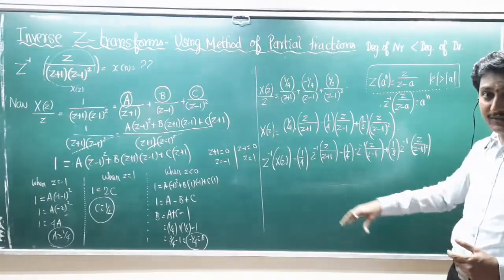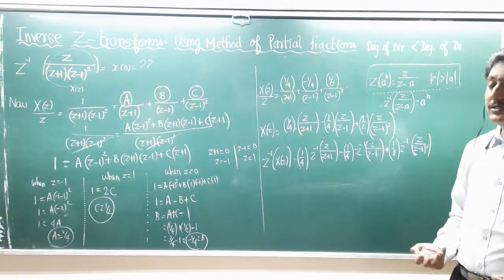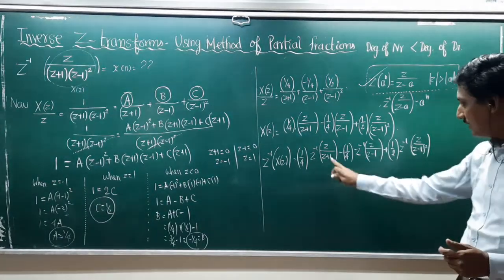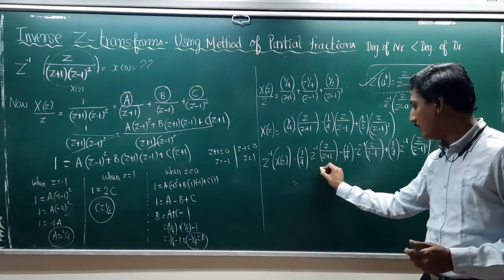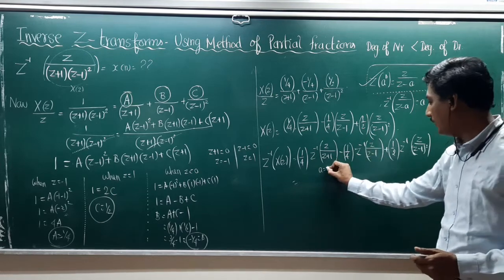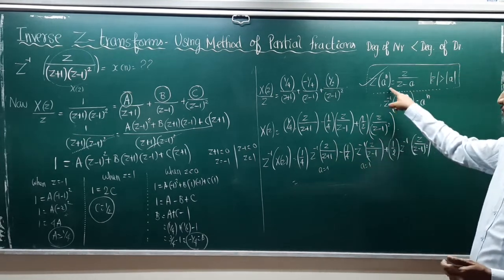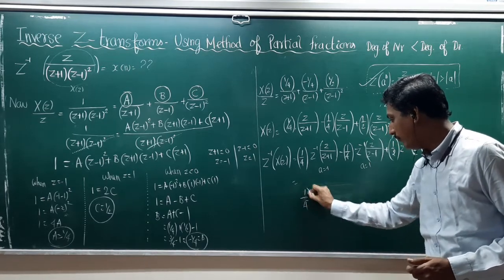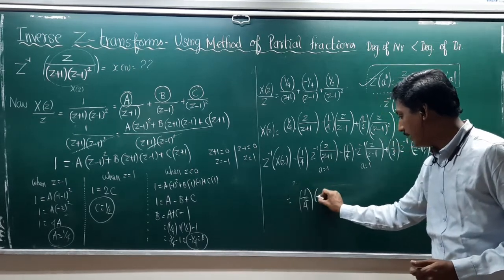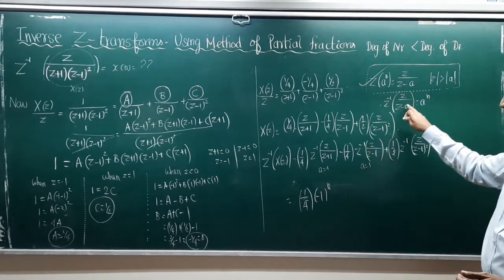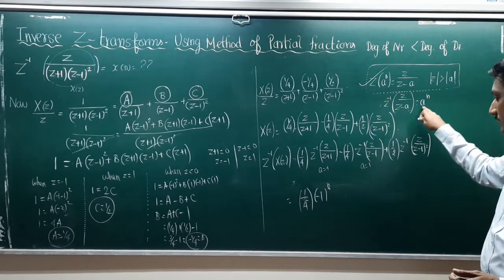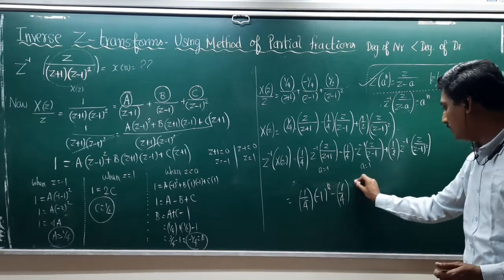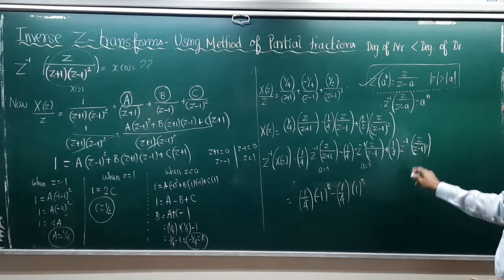Up to this step it is well and good, but hereafter what will be the Z inverse? Unless you know this result, you can't get the answer. Take Z by Z plus A: for the first term A equals 1, and for the second term A equals minus 1. Using this result, we get the Z inverse as 1 by 4 into minus 1 whole power n, since here A equals 1, minus n is plus A. Then minus 1 by 4 into 1 power n, where A equals minus 1. But there is no such result associated with the last term.